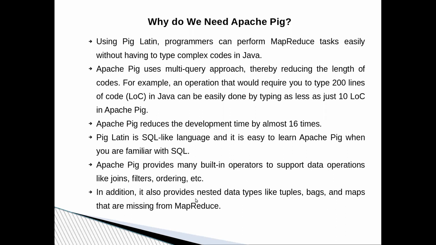In addition, we also have nested data types like tuples, bags, and maps that are missing from MapReduce. So something which is not present in MapReduce is nested data types, like tuples, bags, and maps. That is why we need to use Apache Pig instead of MapReduce. But remember, in the foreground you're writing Pig Latin code, Apache Pig code, and in the background it is being converted into MapReduce jobs, right?